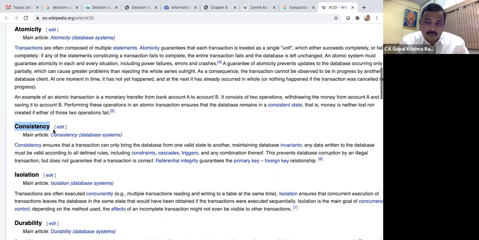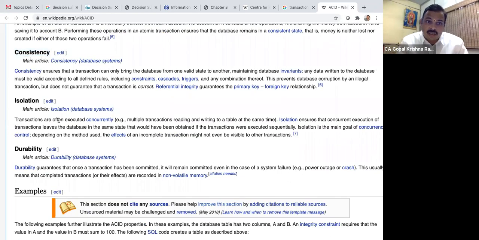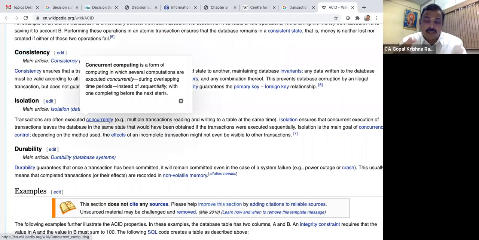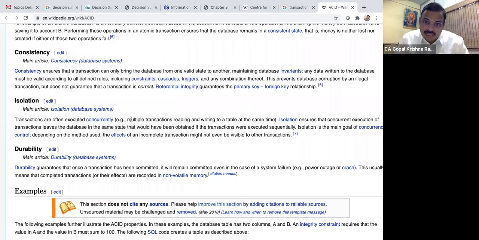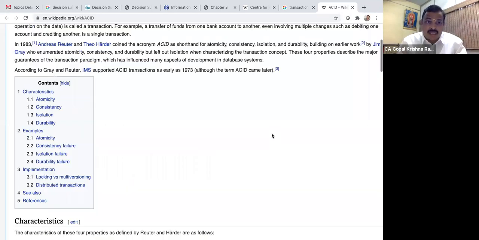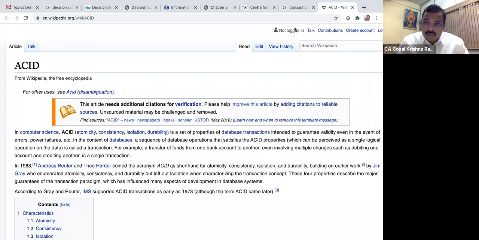Isolation. Transactions are often executed concurrently. As far as you are concerned, you will feel everything is happening concurrently, but it is not so. It will be doing only one at a time. So multiple transactions reading and writing at the same time, but isolation ensures that concurrent executions leave the database in the same state that would have been obtained if the transactions were executed sequentially. So whenever you read and write about transaction processing system in your study material, only one sentence is there.